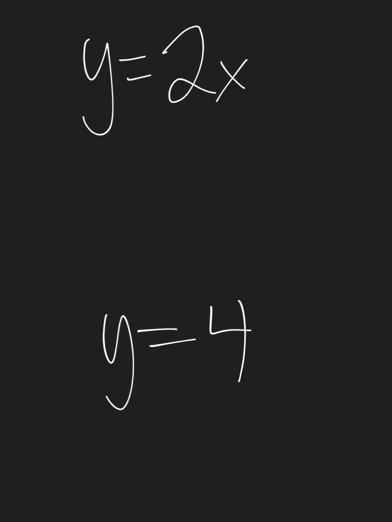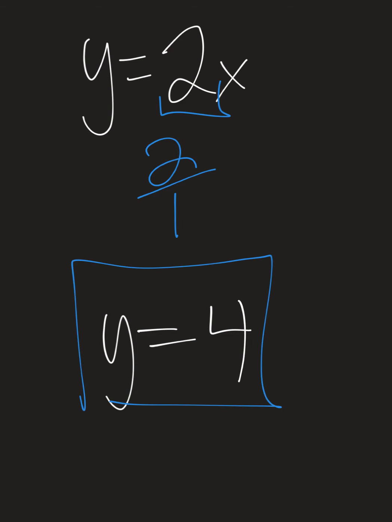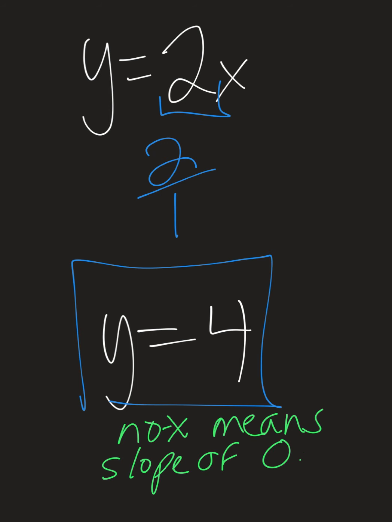A couple of slightly unique circumstances here. So I'm looking for whatever is next to x. In this case, it's 2 or 2 over 1. That is my final answer. But here in this last one, I don't have any x written. It's just y equals 4. No x means that there is a slope of 0. That's the only way to get rid of the x, right? Because y equals 0x plus 4 gets rid of that x, because 0 times x cancels it out.